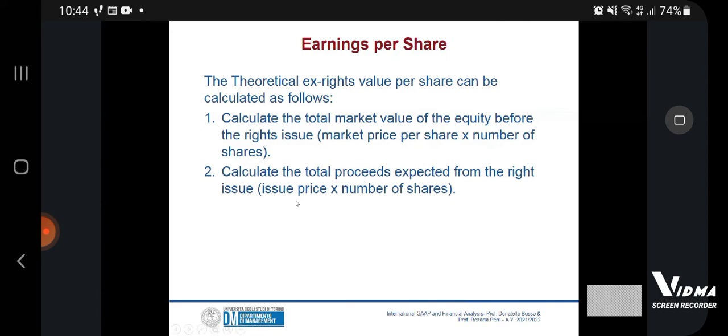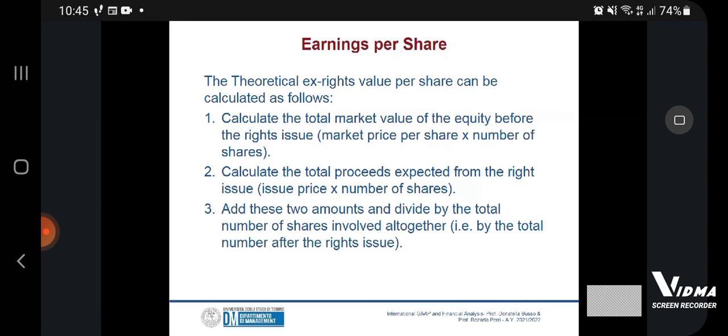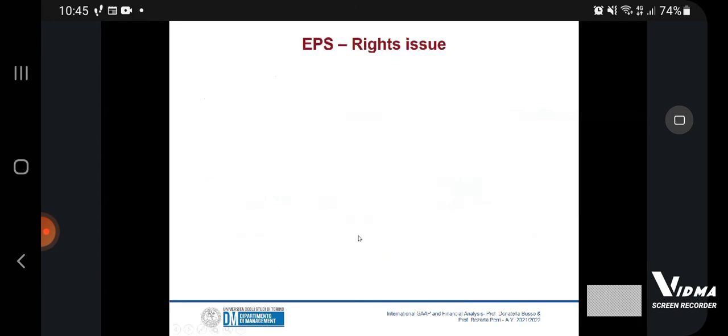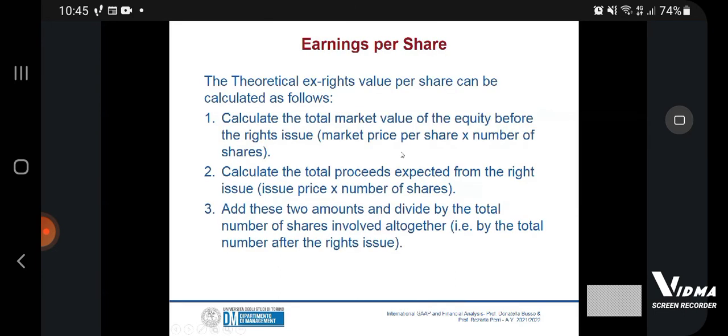That is simple: issue price multiplied by the number of the issue shares that we are issuing right now. We add these two amounts together and we divide them by the total number of shares involved together. That is the total number after the rights issue. Again, the theoretical ex-rights value per share is an assumed price. Assuming everything is going okay, what would be the price of the share after I issue the rights?